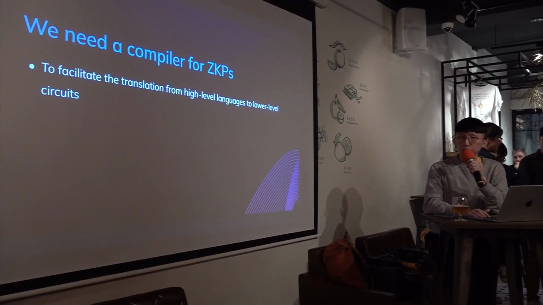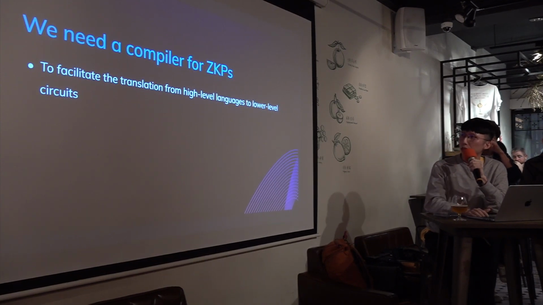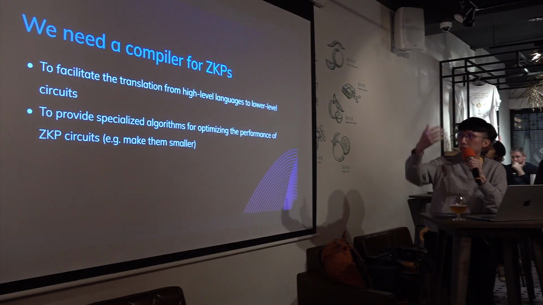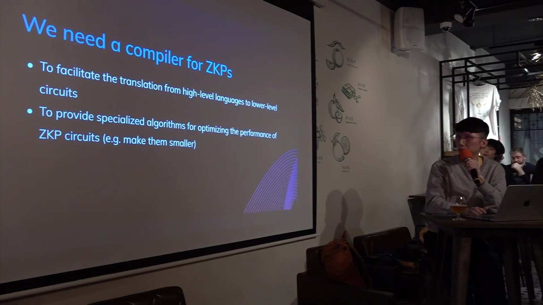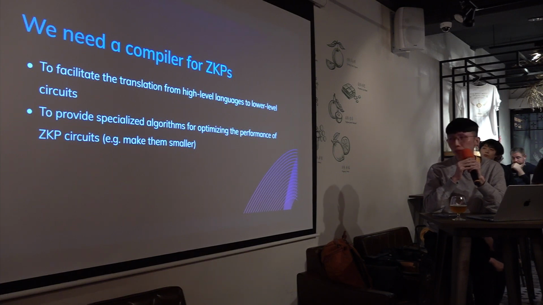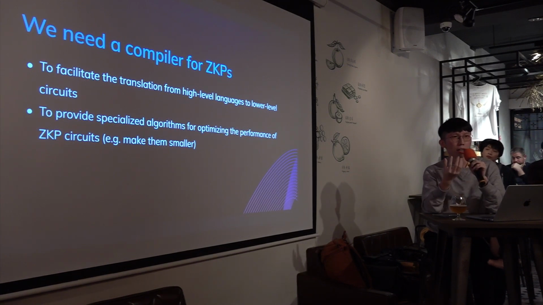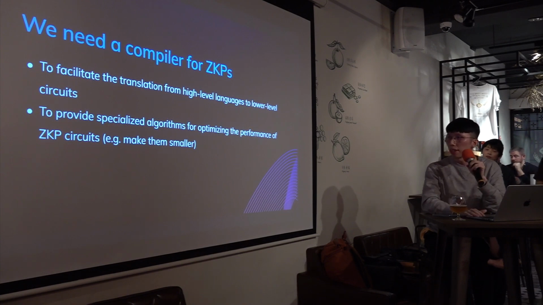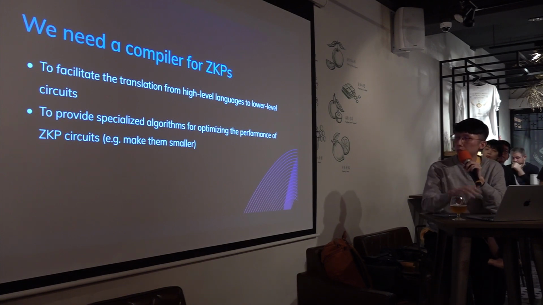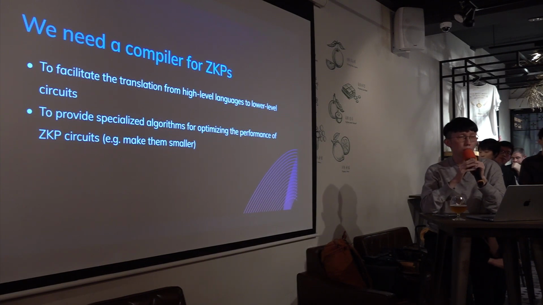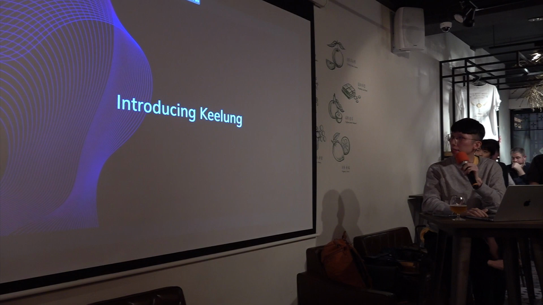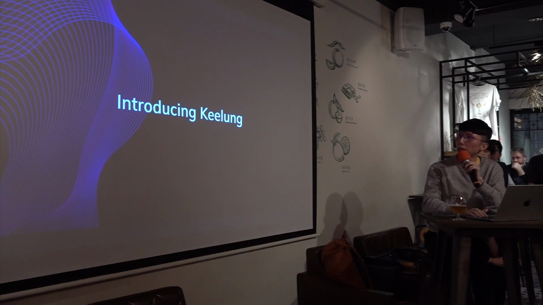Besides the language, we also need a compiler for doing this kind of translation from the language to low-level circuits. Also, because those constraints generated by hand may be redundant, you may want to reduce the size of constraints because it will make the proof size smaller and easier to verify. If you have a compiler, then the compiler can try to optimize your circuit for you. So that's why we're building Keelung.